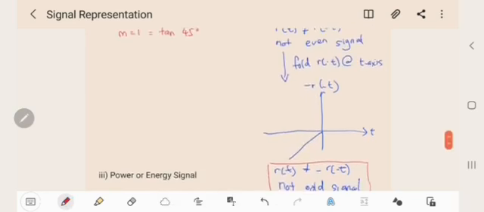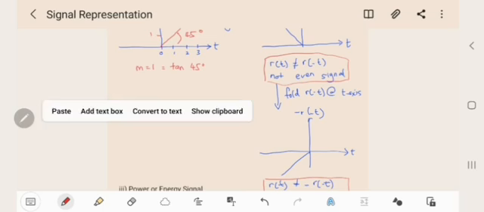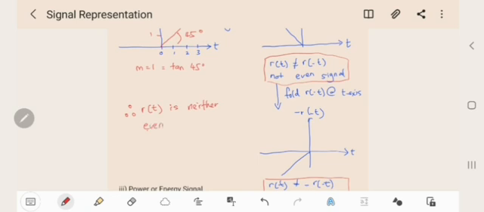As a conclusion from these two, the ramp signal is neither an even signal nor an odd signal.